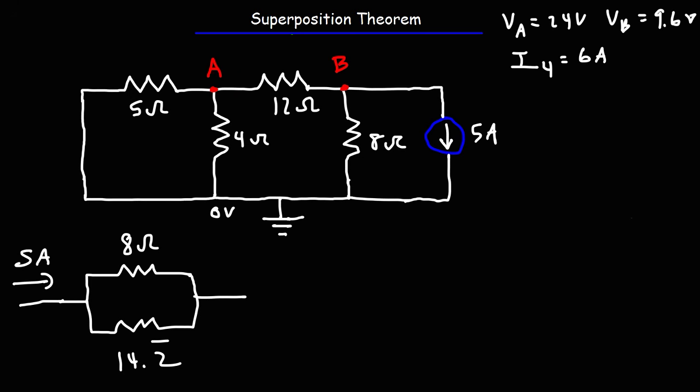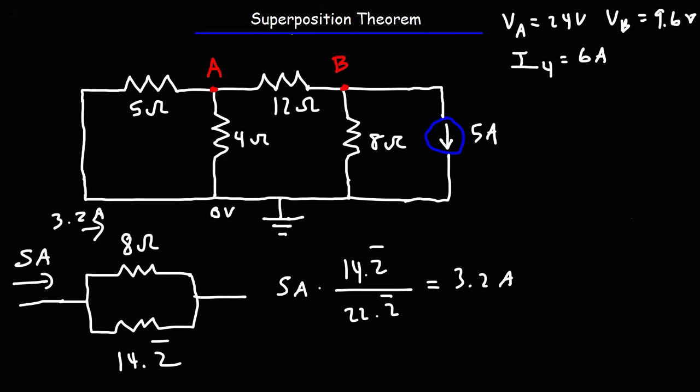To calculate the current flowing through the 8 ohm resistor, it's going to be 5 amps times the other resistor divided by the sum of the two, which is 8 plus 14, that's 22, but 22.2 repeating. So this will give us a current of 3.2 amps. So if 3.2 amps is flowing through the 8 ohm resistor, then 5 minus 3.2, which is 1.8 amps, has to be flowing through the 14.2 ohm resistor.